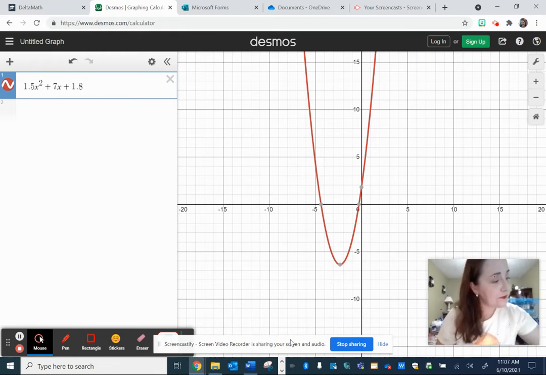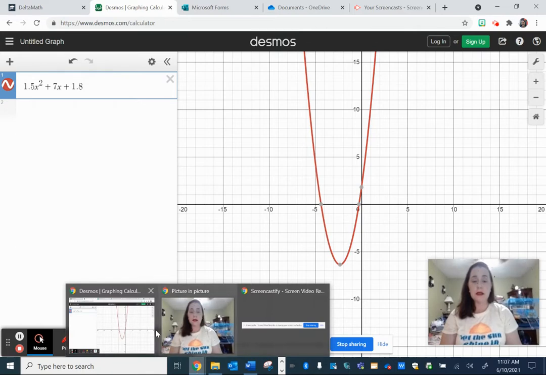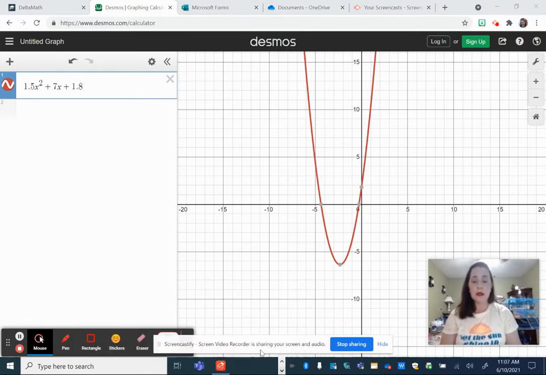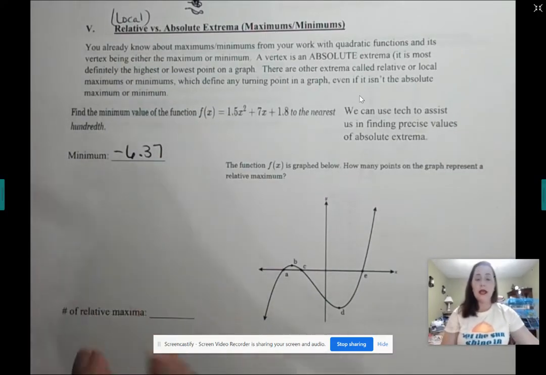But when they're asking me for the minimum, I'm actually just interested in how low does it go. It goes to negative 6.37. And that's us using technology to help us find that minimum. So I've listed it here.